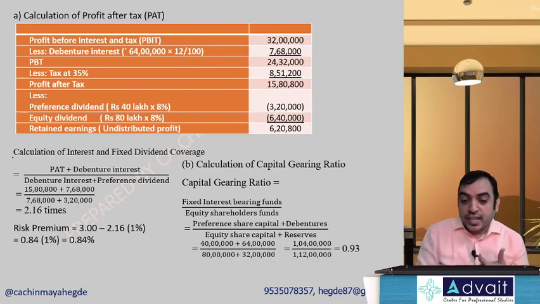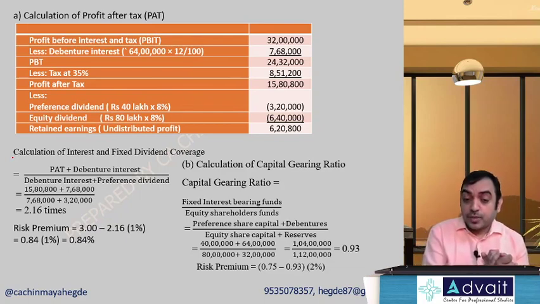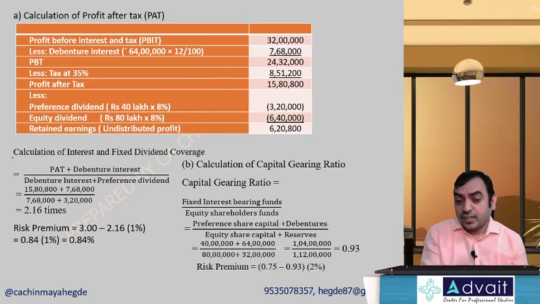Okay, so preference share capital is 40 lakh, debenture 64 lakh, equity share capital 80 lakh, reserves they have given 32 lakh. So ratio is 0.93. But what they have given, it is supposed to be 0.75, but you have 0.93. That means you have a higher ratio. You should not cross, because higher ratio means higher the debt, higher the loan, higher the obligation. We don't want that.